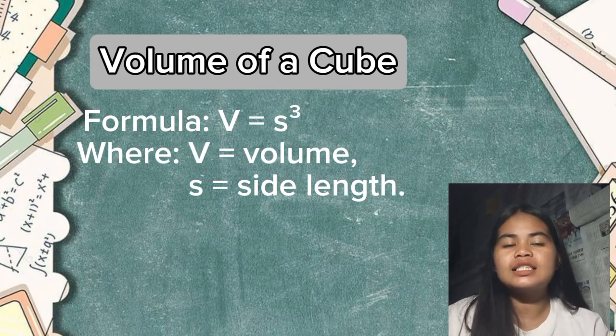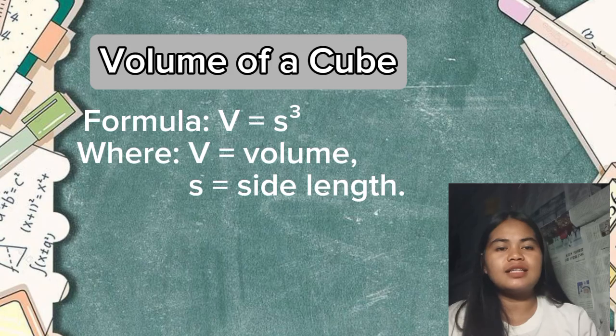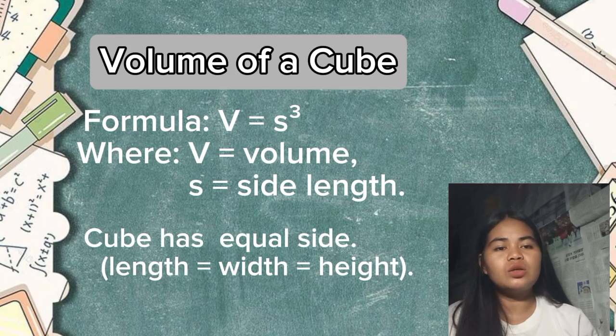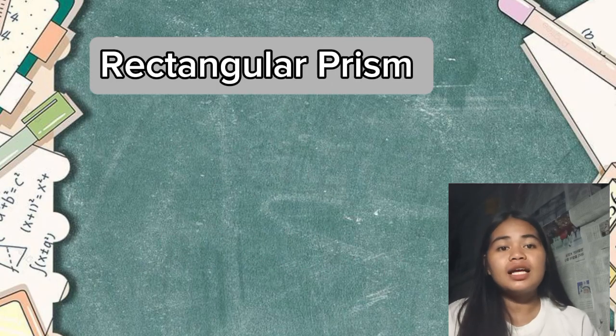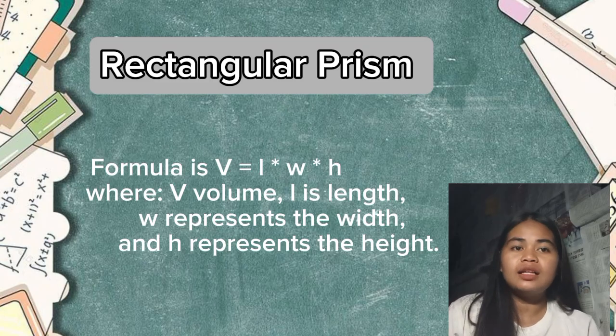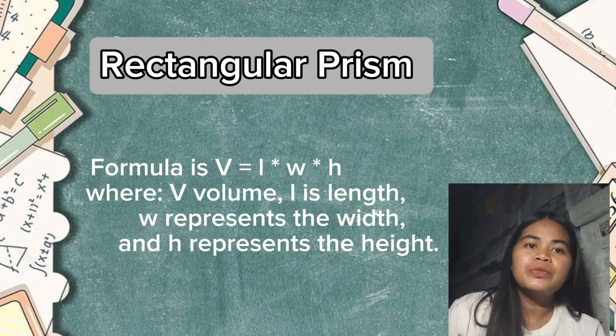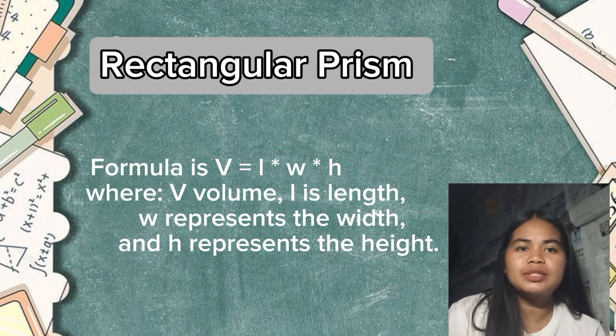The formula is V equals S cubed, where V is the volume and S is the side length. A cube has equal sides. The volume of a rectangular prism is calculated by multiplying its length, width, and height. The formula is V equals L times W times H, where V represents volume, L represents length, W represents the width, and H represents the height.